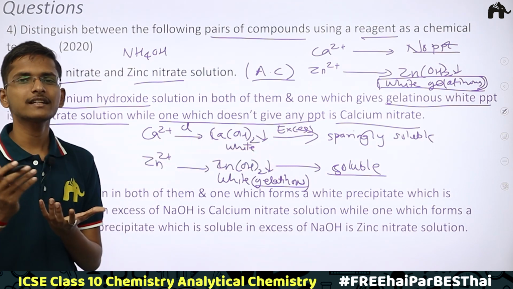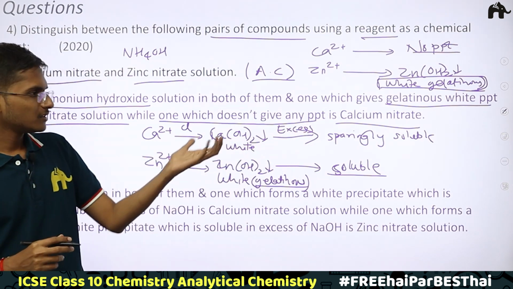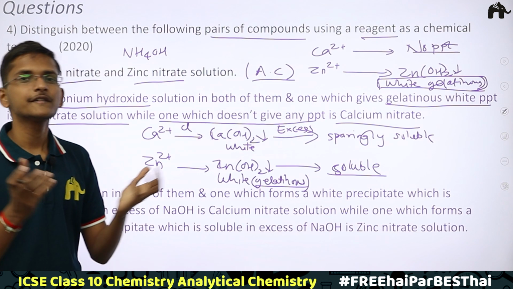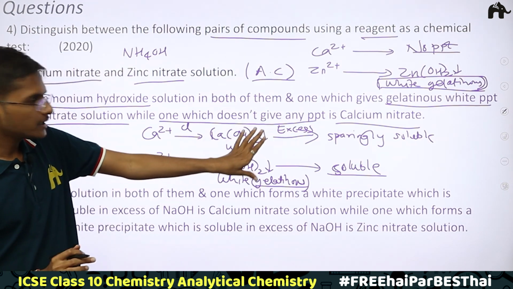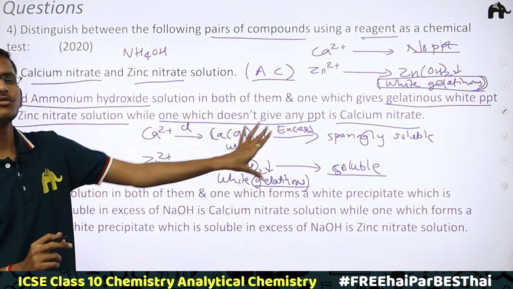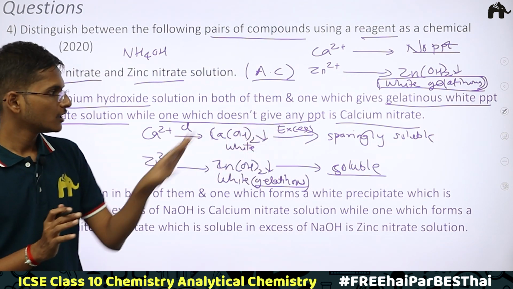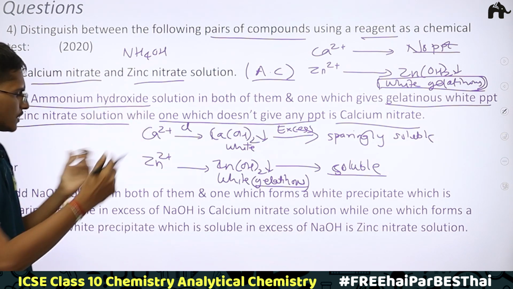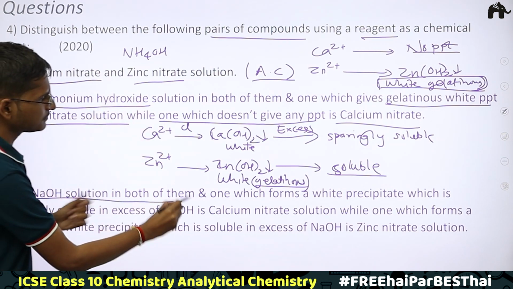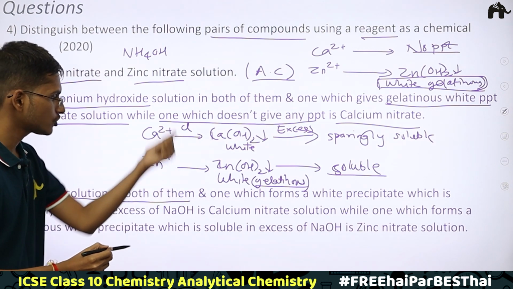So try to write the answers in such a way that your point is easily conveyed to the examiner. Okay, there is no point of confusion there. If you would stop here itself writing the answer, then maybe you won't get complete marks. Okay, so what you have to simply write is the same way what you have figured out. Add NaOH solution in both of them. In both of them, I am adding NaOH solution.